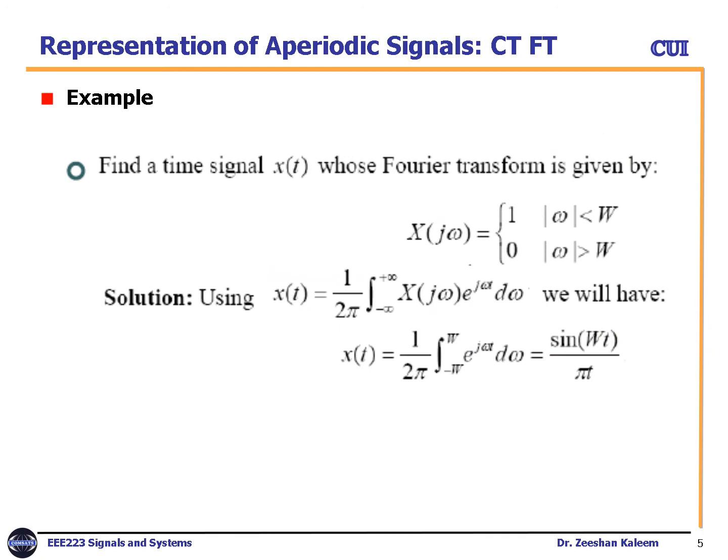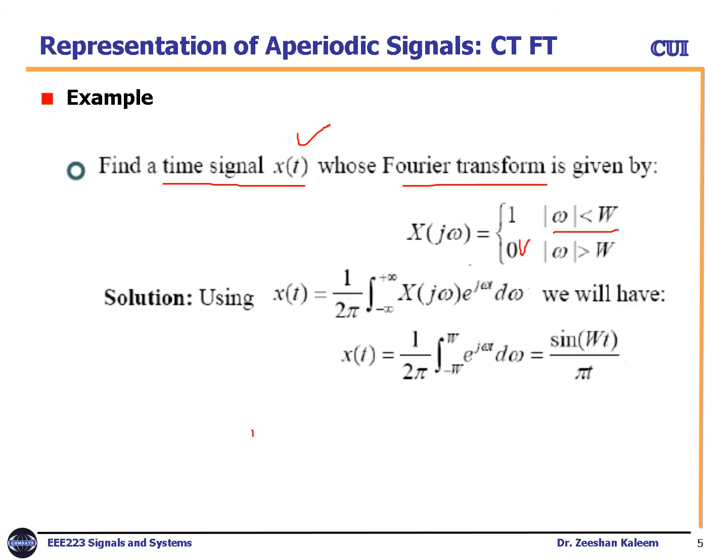Let's take another example to find the inverse Fourier transform. For example, find a time signal x(t) whose Fourier transform is given. Inverse Fourier transform means you have to convert the frequency domain into the time domain. Now we are given the Fourier transform X(jω) equal to 1 for ω less than W, and for ω greater than W it is 0.